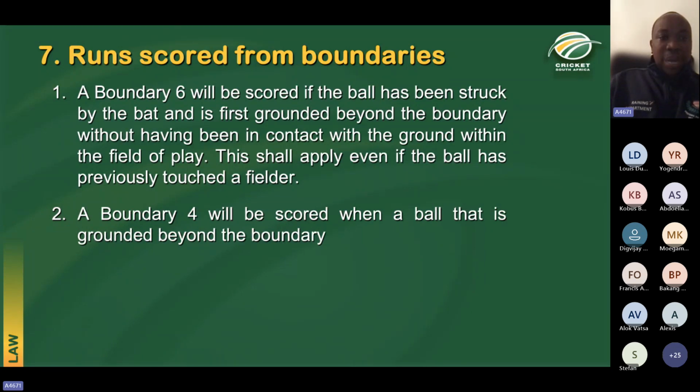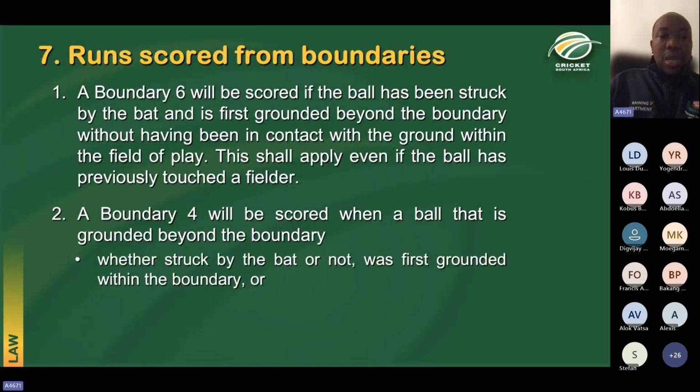Let's first read the definition for boundary four. A boundary four will be scored when a ball that is grounded beyond the boundary, whether struck by the bat or not, was first grounded within the boundary or has not been struck by the bat.